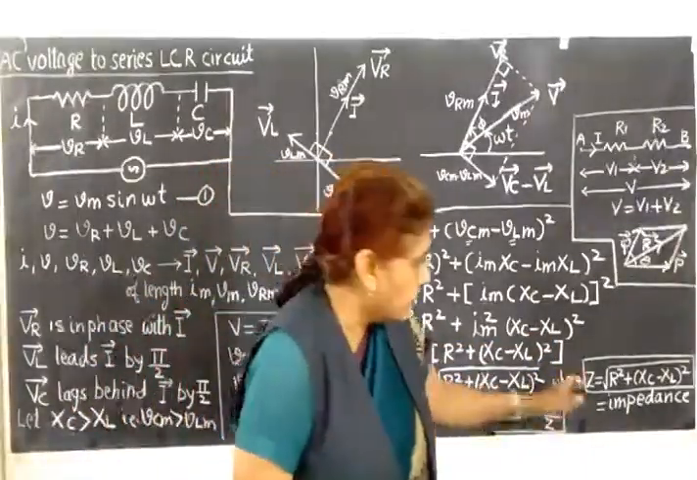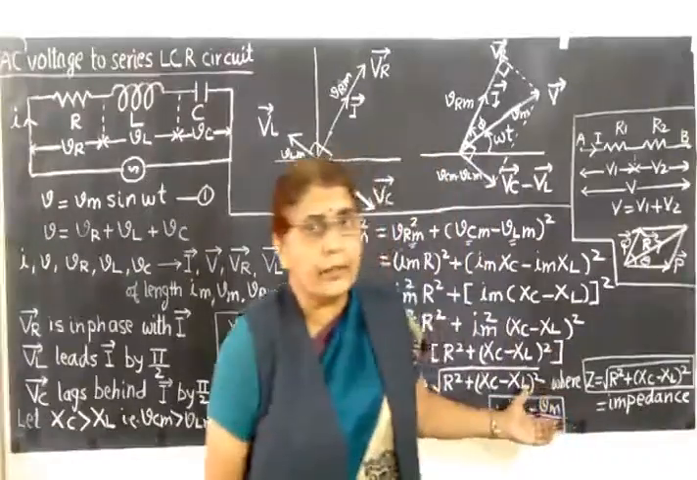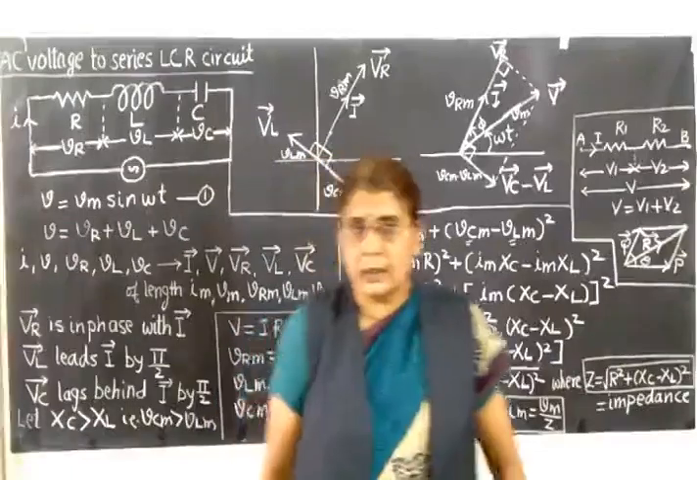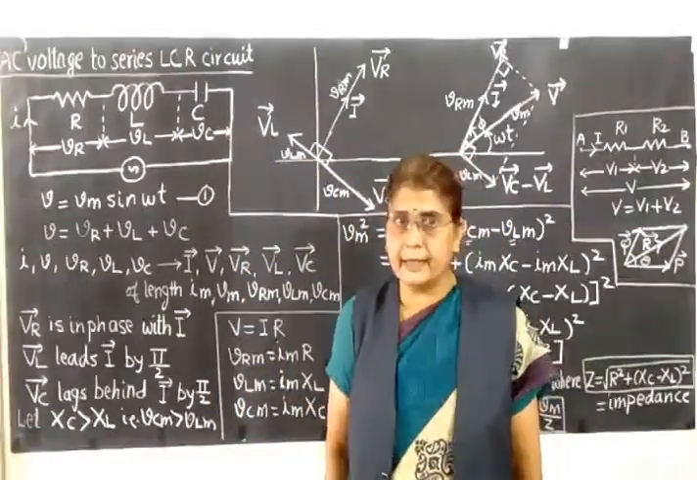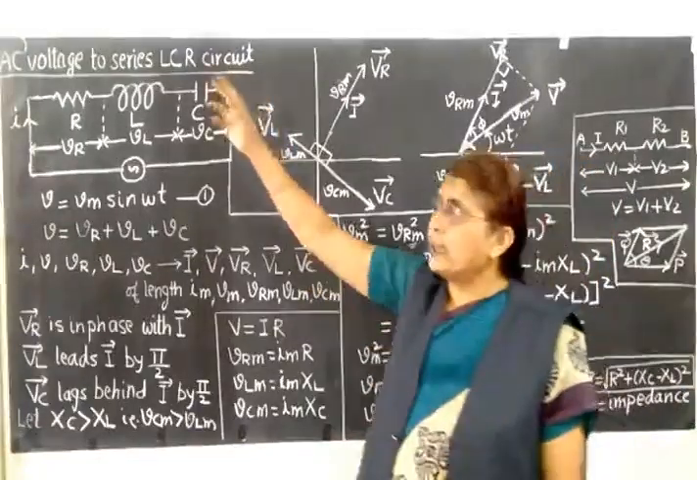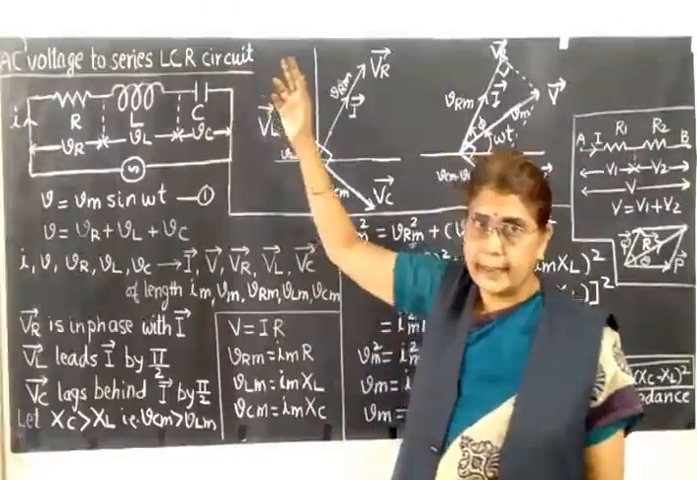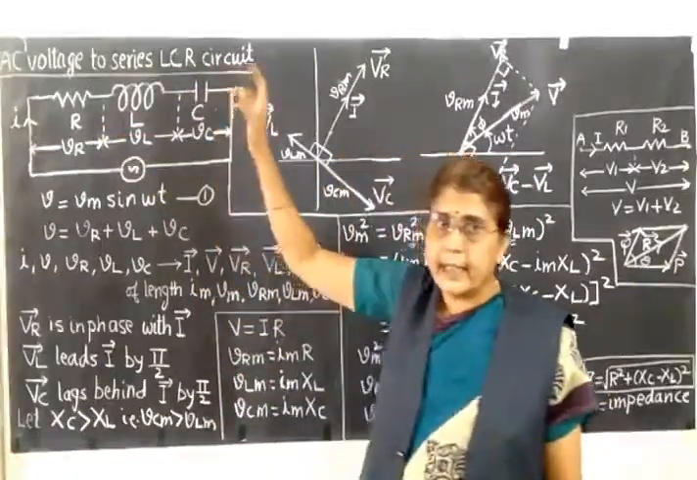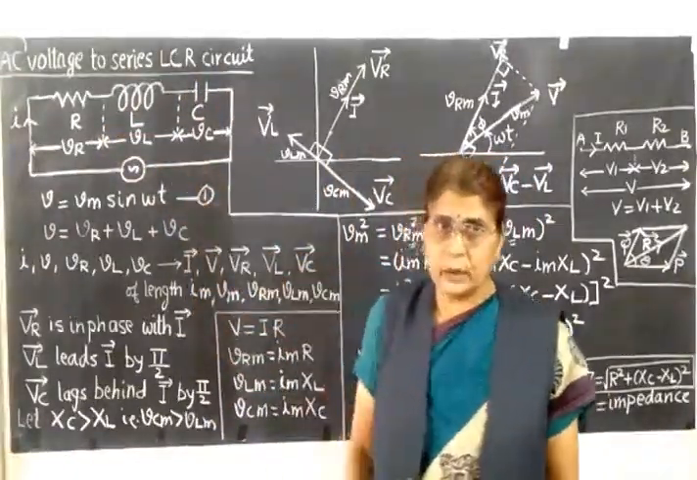Now using this, we shall find out the meaning of what the impedance of an LCR circuit is. So till here, what is the derivation? Let us revise the points. Till now what have we done? What circuit are we studying? A series LCR circuit. The meaning is R, L and C are connected in series across an AC source.